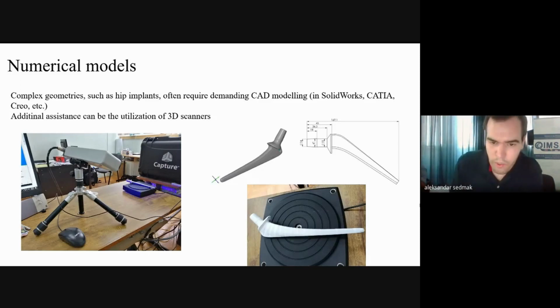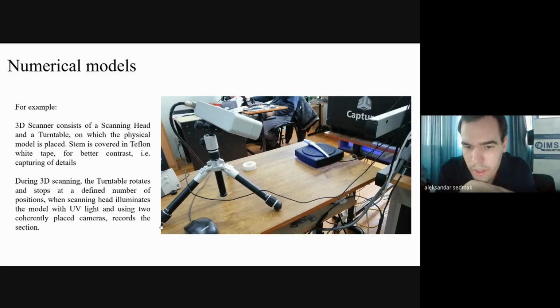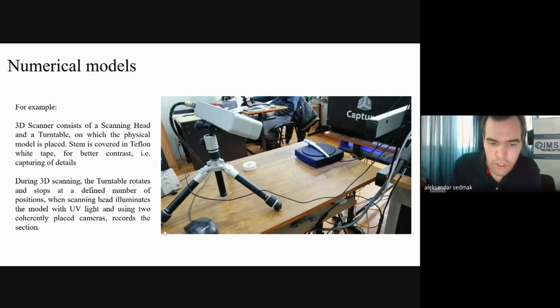So you place an implant on a turntable of a 3D scanner. The one thing above is the scanning head. It uses 2 cameras and lightens the implant with a UV light and captures and records the sections. With the recorded sections, then you mesh all the sections together, making a pattern to make a CAD model above it.